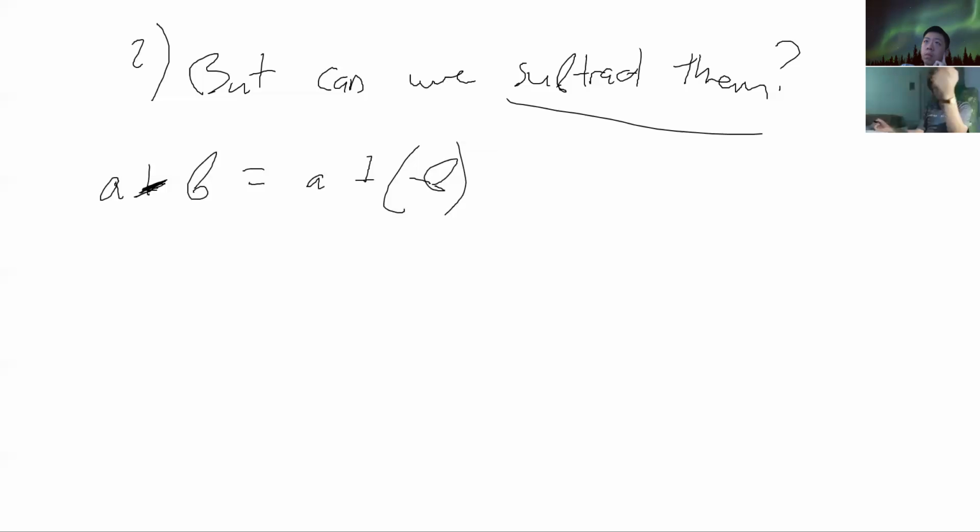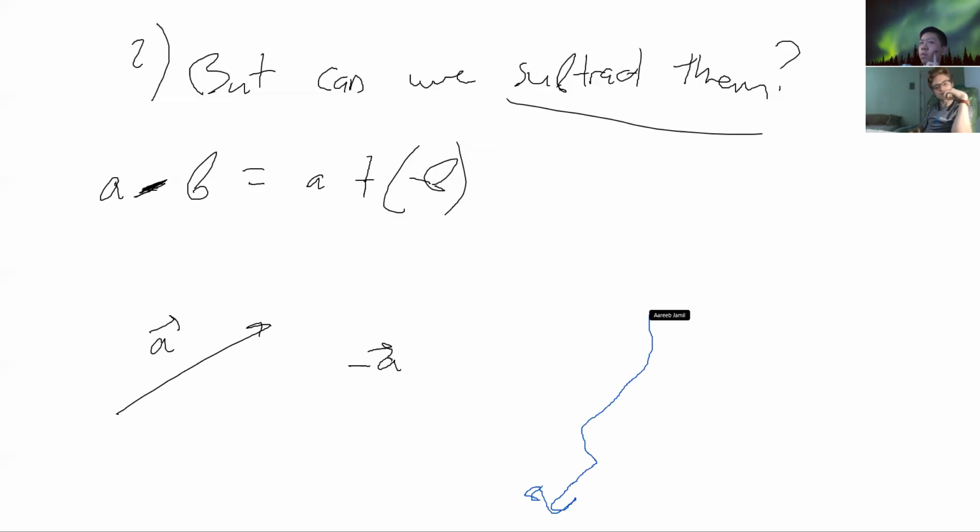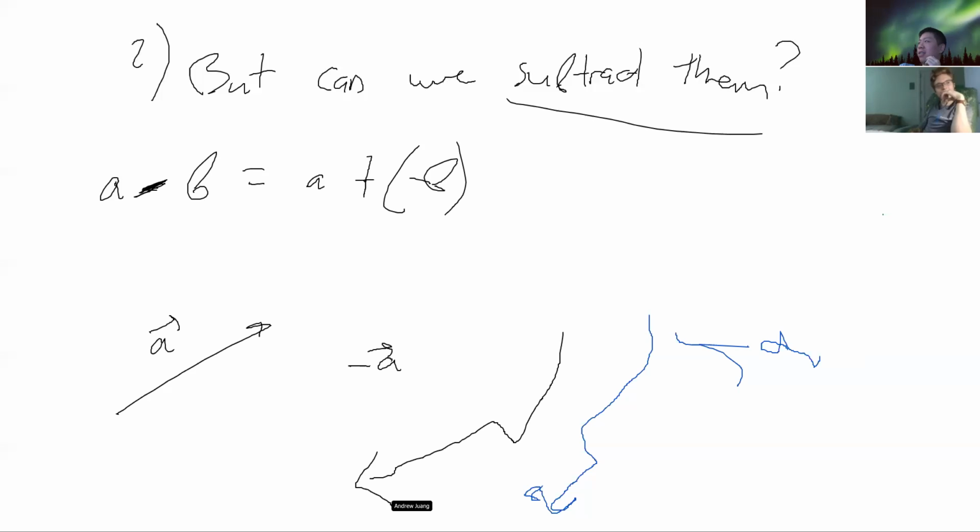Now, if we can do this with numbers, why can't we do this with vectors? The answer is we can. So what does it mean to negate a vector? If I have a vector A, what is negative A? Can somebody draw negative A? Like right here. Someone draw negative A. Will you just inverse the direction of A? Exactly. You invert the direction. So you just go this way, and there's your negative A.